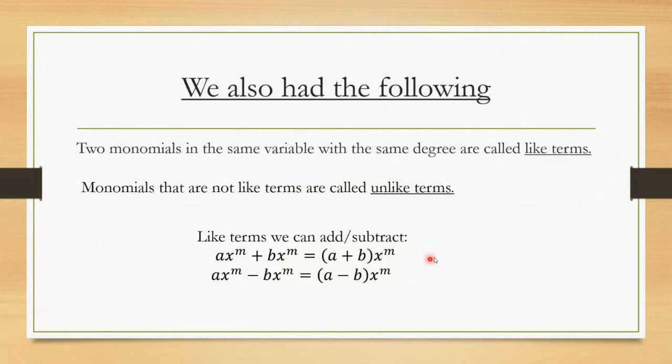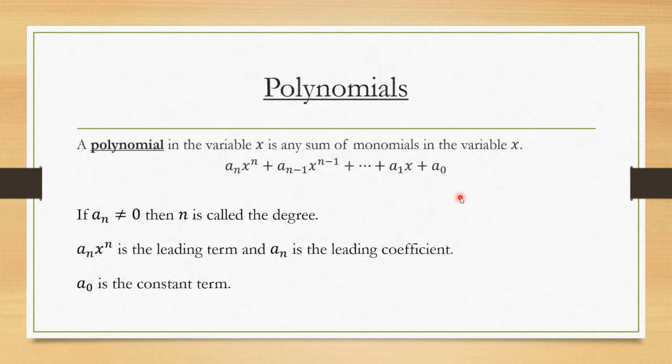And if they're not like terms, they're unlike terms. Again, this is what we did last time. So just as a refresher. But now for monomials, we can consider polynomials in the variable x. And as you can see here, I wrote it out as well. It's just a sum of monomials in the variable x. That's all it is. You have some monomials and you're just adding them together.